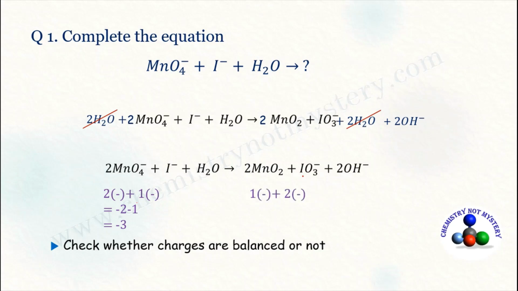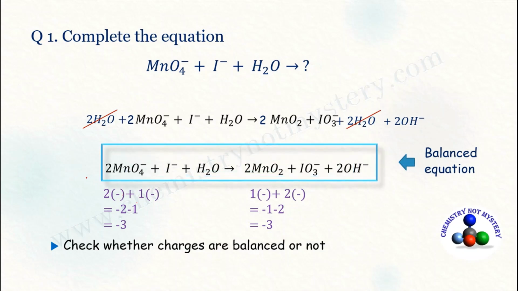So there is 1 multiplied by minus 1 and 2 multiplied by minus 1. So here you will get minus 1 minus 2 is equal to minus 3. So charges are balanced. That means the equation is balanced now. So the answer for this question will be this.